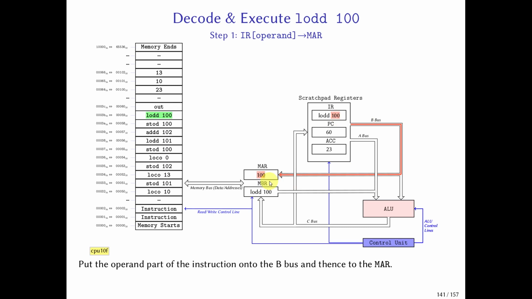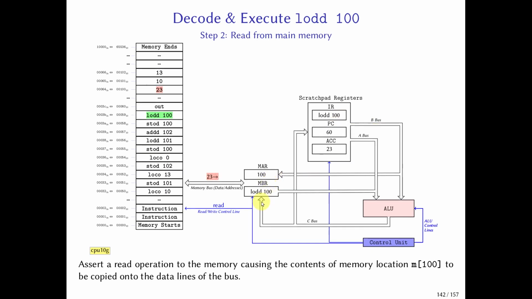Once that value has been asserted into the memory address register, the next step is for the control unit to say to the main memory, read. The circuitry of the main memory responds by going to cell 100, the cell that's specified in the memory address register, and it looks at the contents of that cell and causes the contents of that cell to be copied out and sent to the CPU via the memory bus.